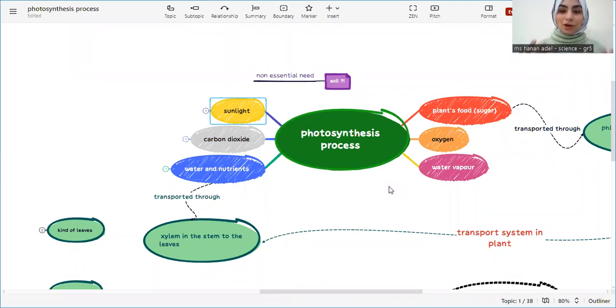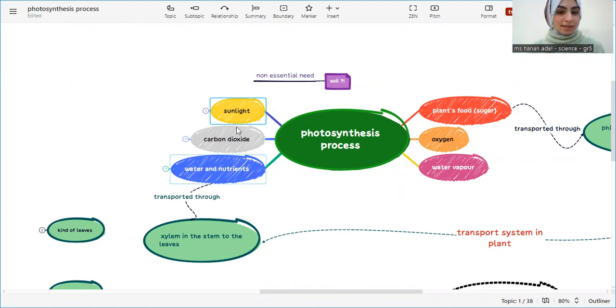Photosynthesis process is the process where the plants make their own food so they can grow. And of course, like any cooking, like if we cook something in the kitchen, so we need some ingredients. The same for the plant. They need ingredients to cook their food. What they actually need, they need sunlight, carbon dioxide, and water and nutrient.